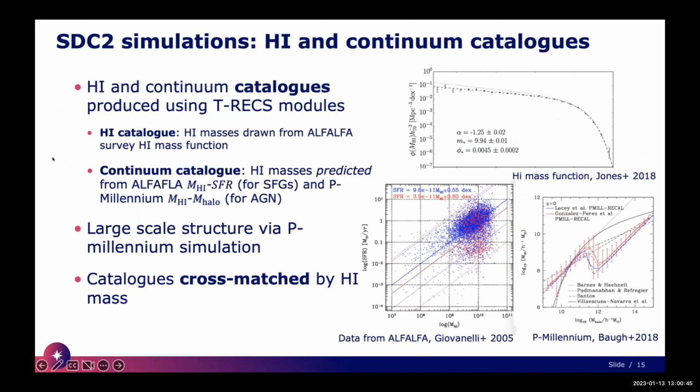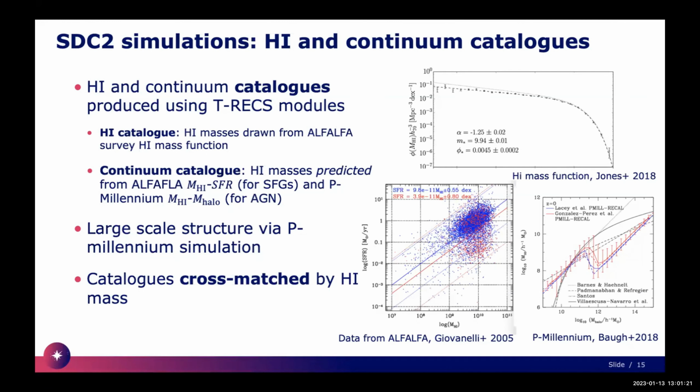So I'll just run through how we did those simulations. So again, we took simulated catalogues, again from T-REX. This time we used the continuum catalogue along with an H1 catalogue that was produced for this challenge. So the H1 catalogue was created by drawing H1 masses from the ALFALFA survey H1 mass function, and H1 masses for the continuum catalogue were predicted.